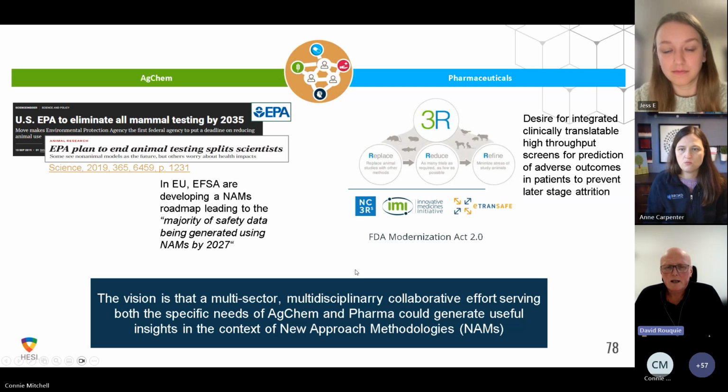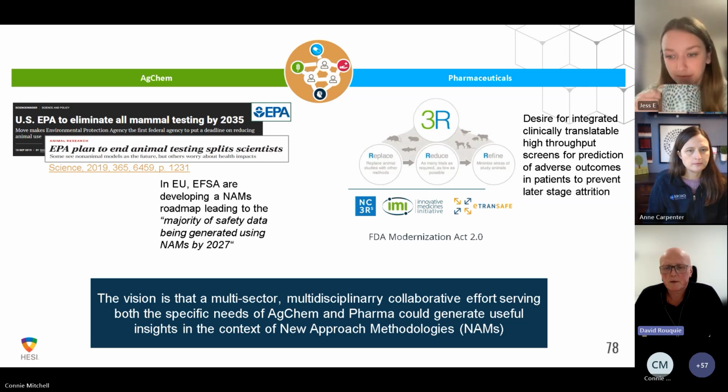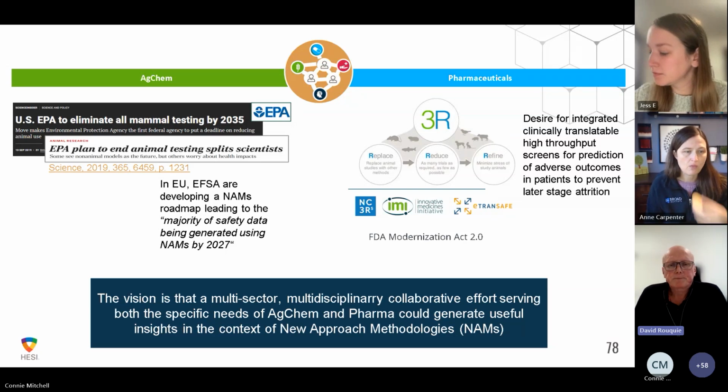So the vision is to make a multi-sector, multidisciplinary collaborative effort, serving both the specific needs of AgChem and pharma, and to generate useful insight in the context of new approach methodologies. Next slide.